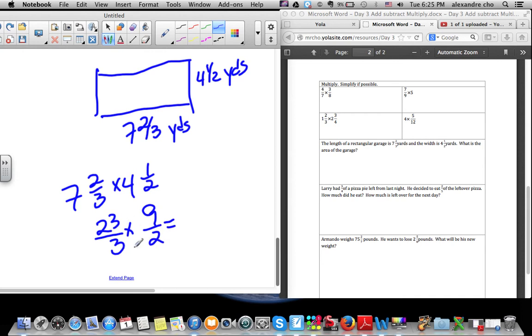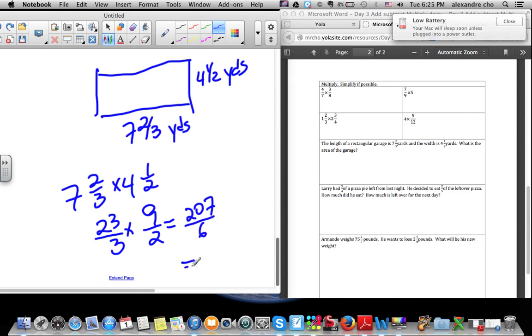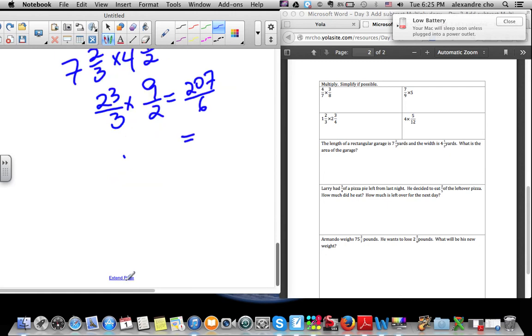Okay, you can multiply these two. You can simplify before you multiply, for those of you who are comfortable doing that. Otherwise, just multiply across, which is what I'm going to do. So 9 times 23 is 207 over 6. And as a mixed number, yikes. Let's see what that gives you as a mixed number. I would probably have to divide.